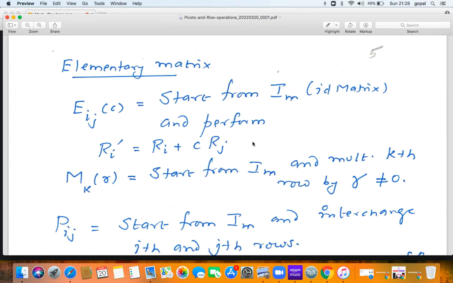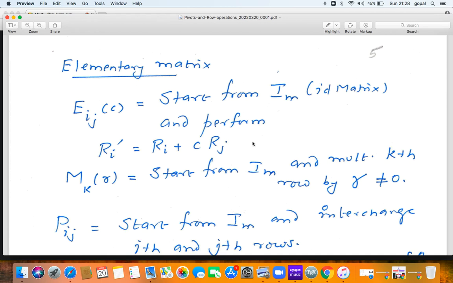Another important elementary operation is adding to a given row a multiple of some other row: Ri' = Ri + c Rj. These are the three elementary row operations. Now, to each of these row operations, there corresponds an elementary matrix.